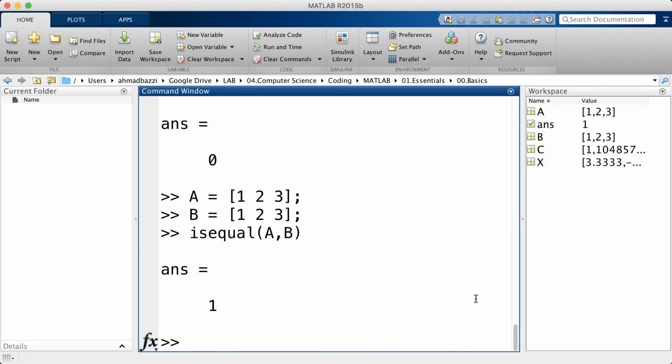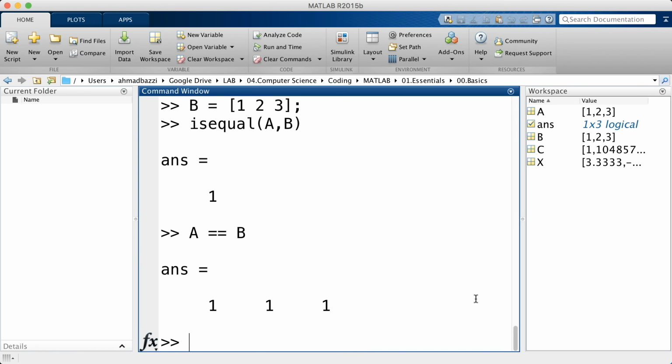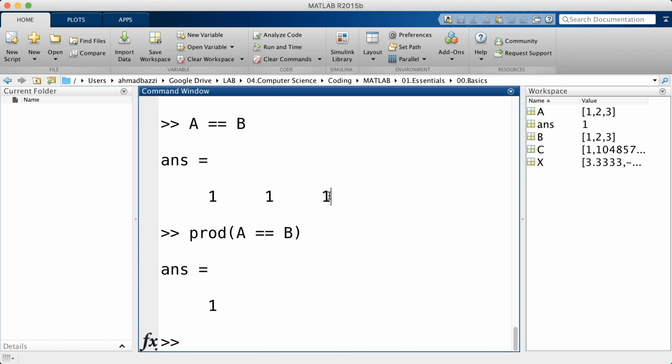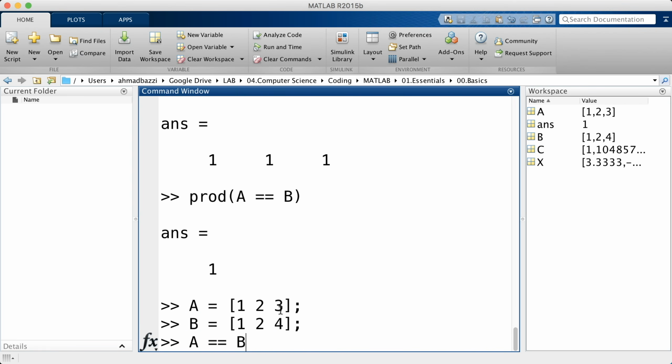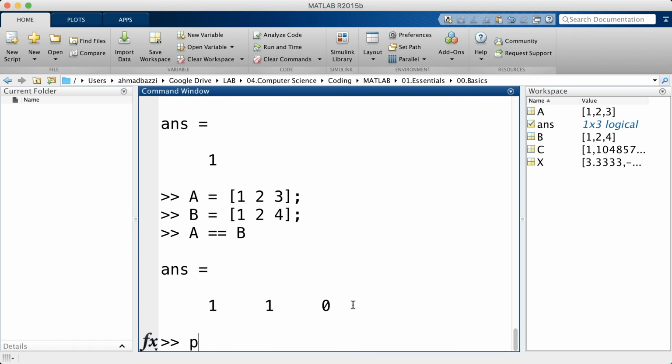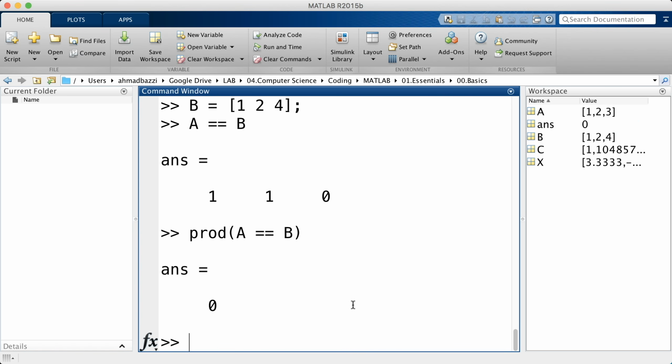You can also do this using this. So test for A is equal to B element-wise, and if they're all 1s, return a 1, else return a 0. You can do so using the product of A equal to B. So if 1 is 0, this will be 0, right? So say again A 1, 2, 3, but B is 1, 2, and 4. Now, is A equal to B? The last one is a 0. So if I do a product, we'll see a 0.